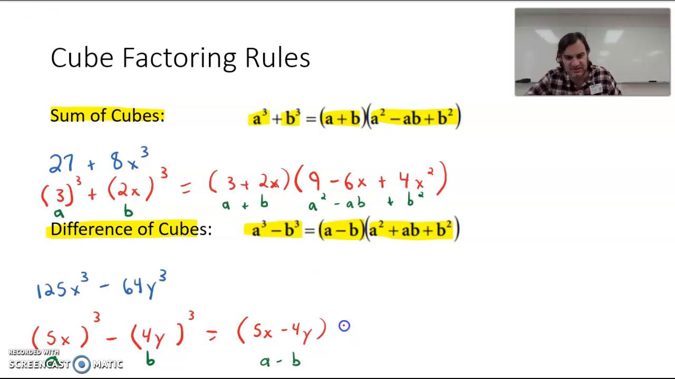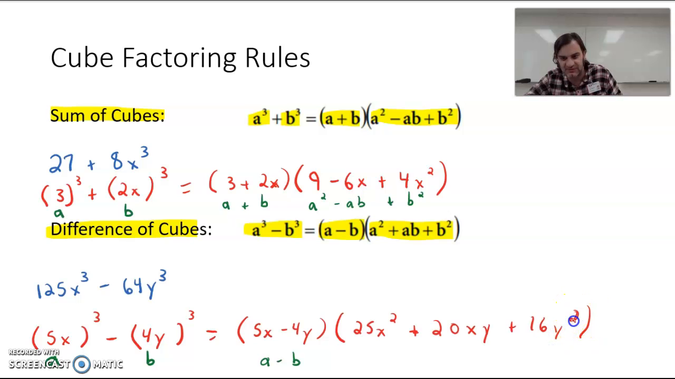And the second one is the big quantity of a squared, so that's 5x squared, so that would be 25x squared. And then that's plus ab, so that would be 5x times 4y, so that would be 20xy. And then the last part, b squared. b was 4y, so if I square that, I'll have 16y squared.